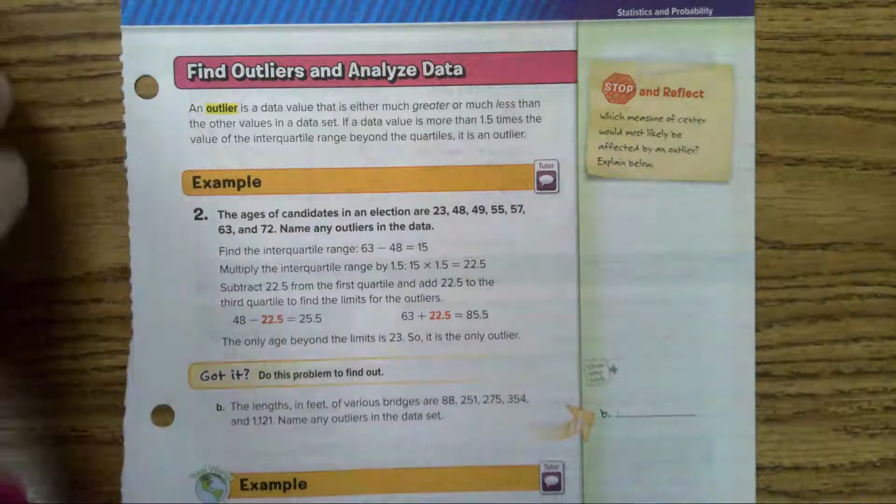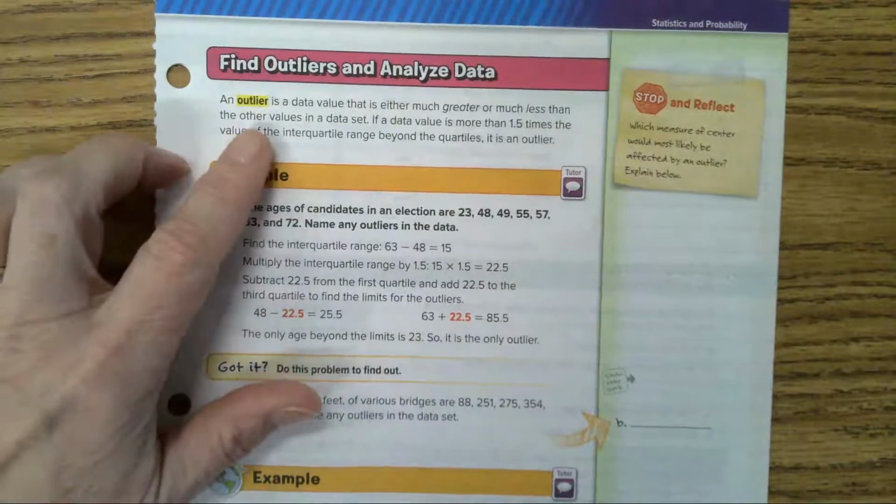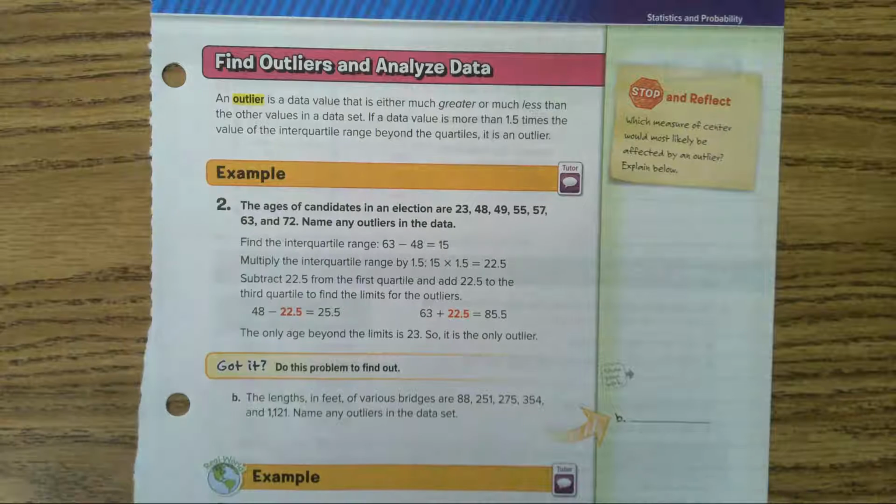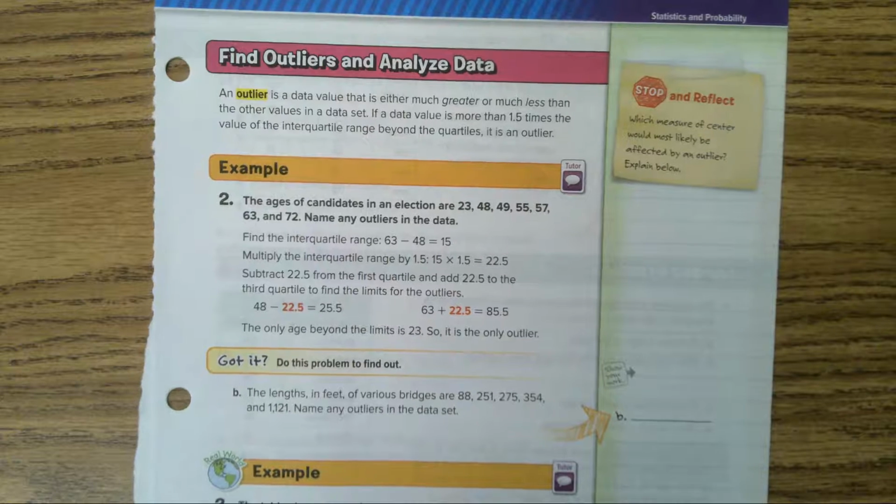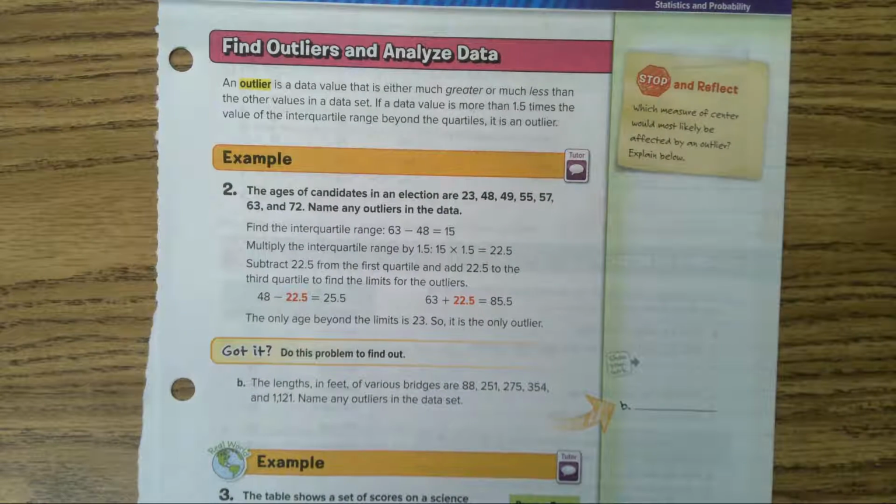It says an outlier is a data value that is either much greater or much less than the other values in a data set. If a data value is more than 1.5 times the value of the interquartile range beyond the quartiles, it is an outlier. Most of the time, kids, you can look and just tell if it's an outlier because it's much smaller or much larger.